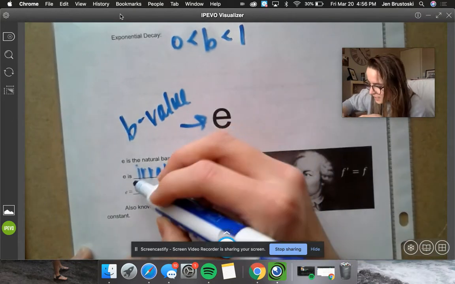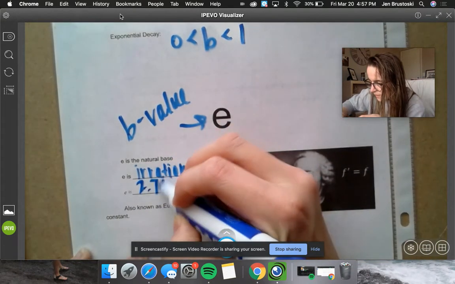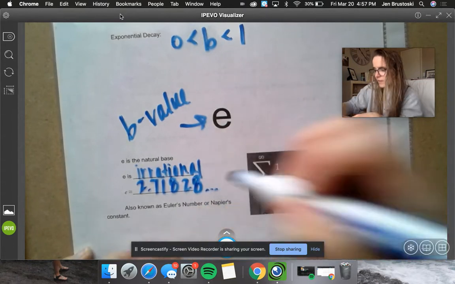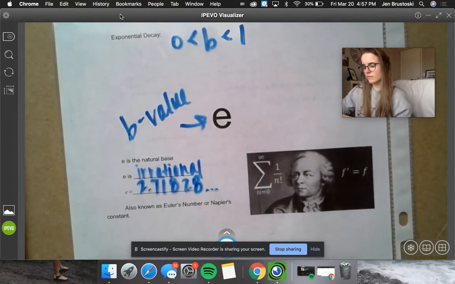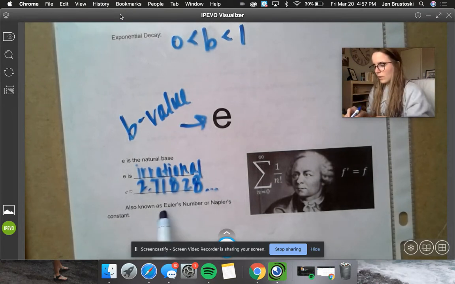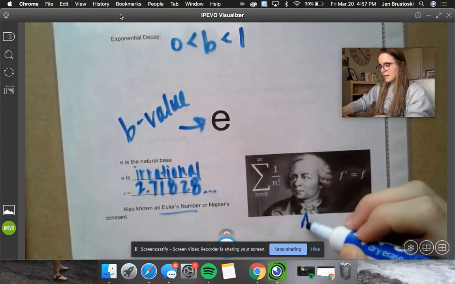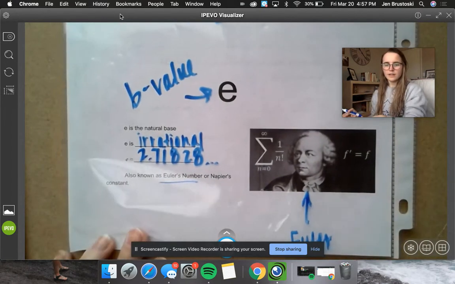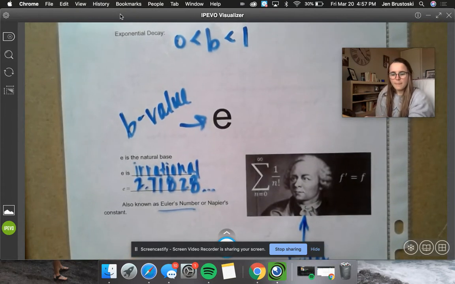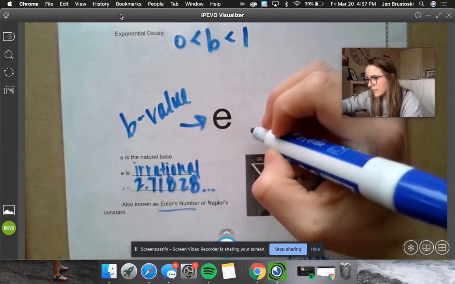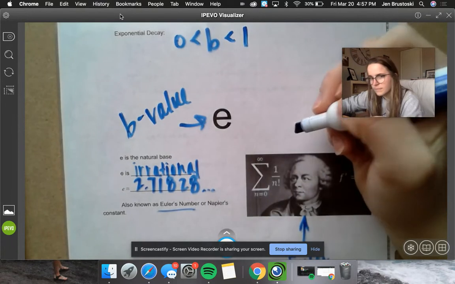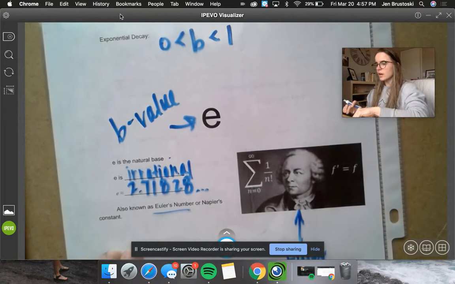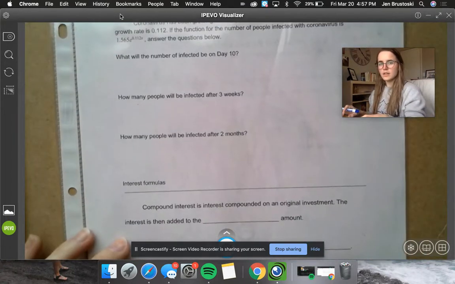So then e is about 2.71828, and it goes on forever because it's irrational. We call e Euler's number or Napier's constant. This guy right here is Euler. Not that it matters, but it's kind of fun. Good looking guy. Again, I just want to say that e is the natural base, so that right there is important. We're going to do a couple applications of this.